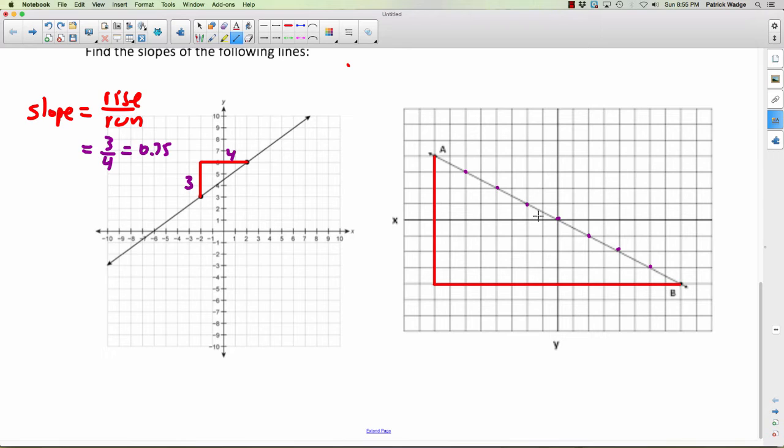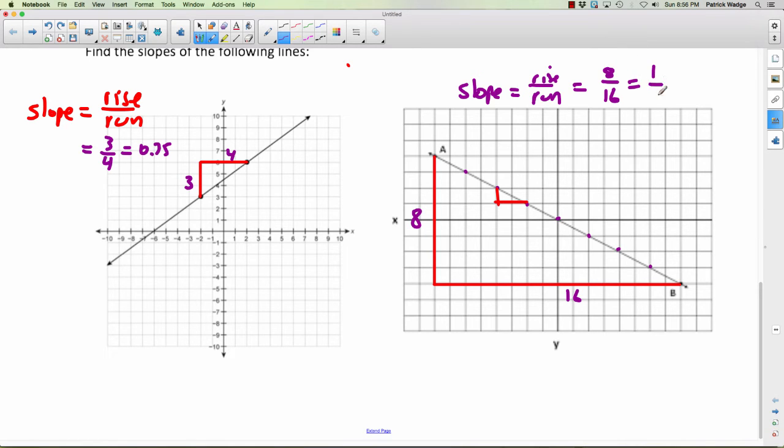If you took points that were really close to each other, like side by side, like these, hey, we could do this too. Let's also find this one. Okay, so if I start here, slope, rise over run. Okay, 1, 2, 3, 4, 5, 6, 7, 8. And 1, 2, 3, 4, 5, 6, 7, 8, 9, 10, 11, 12, 13, 14, 15, 16. So you get the slope is 8, that's the rise, over 16, and you're done. But you should put it in lowest terms. What goes into 8 and also goes into 16? 8! 8 divided by 8 is 1, and 16 divided by 8 is 2.